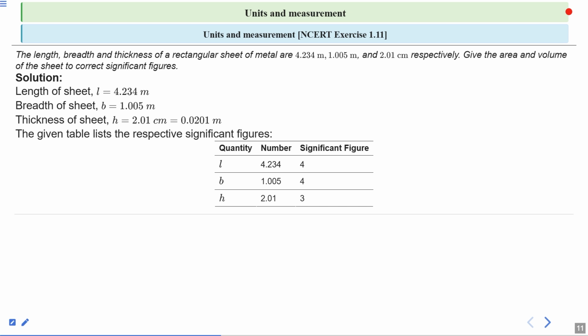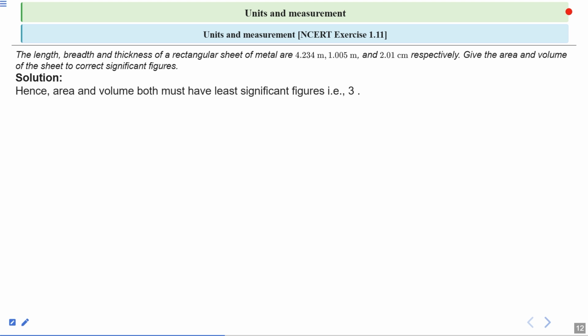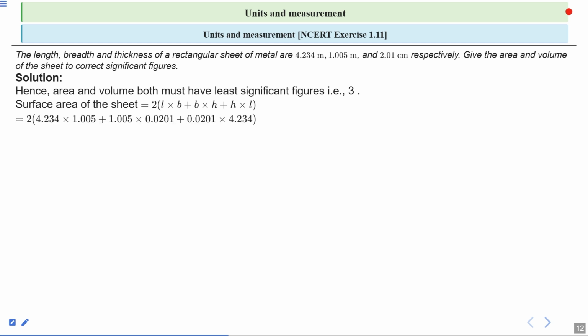Okay. So how to find the area? Area here means surface area, right? Surface area is 2 into L into B plus B into H plus H into L. That will be the formula for finding the surface area. I have already mentioned that the answer should have only 3 significant figures in the final answer.